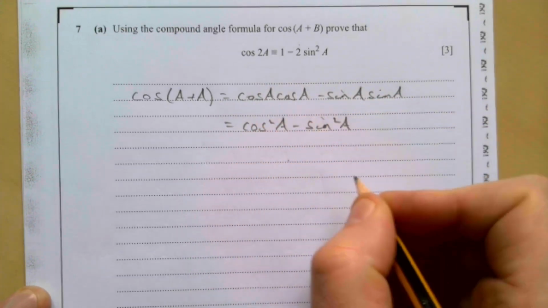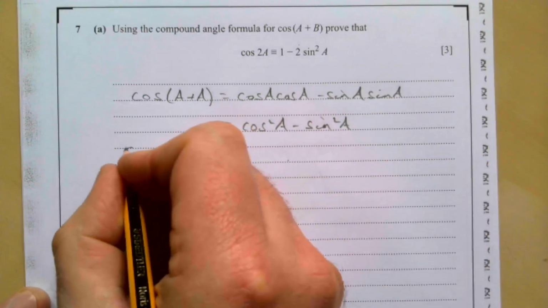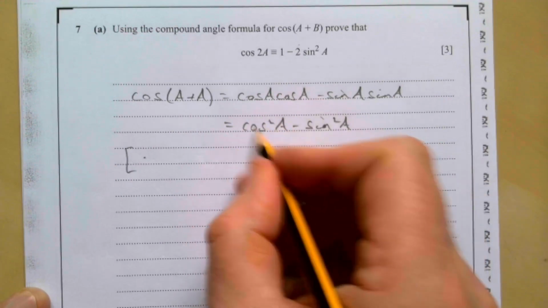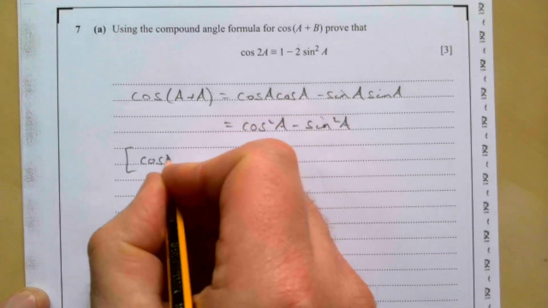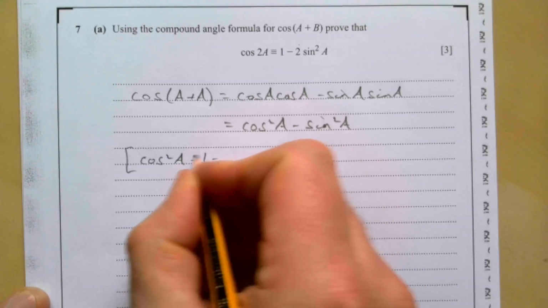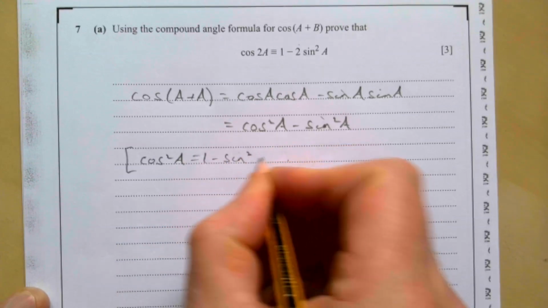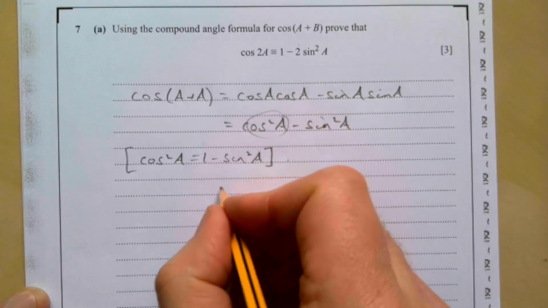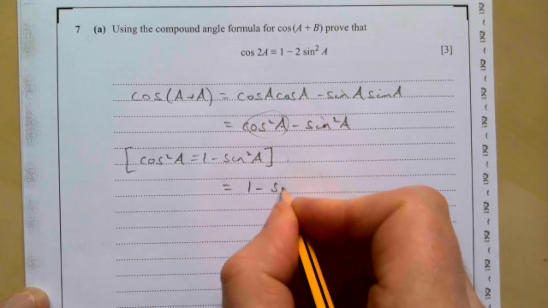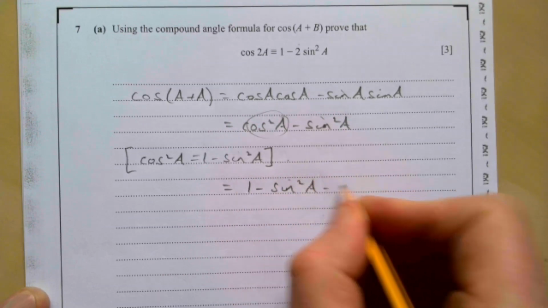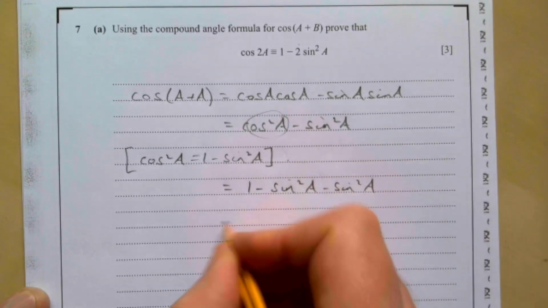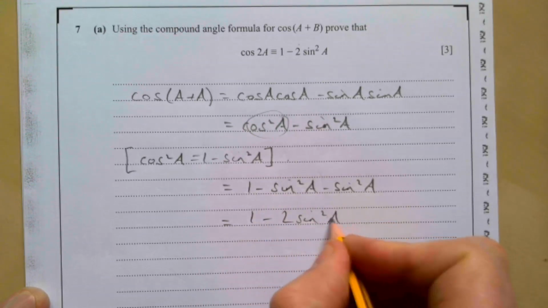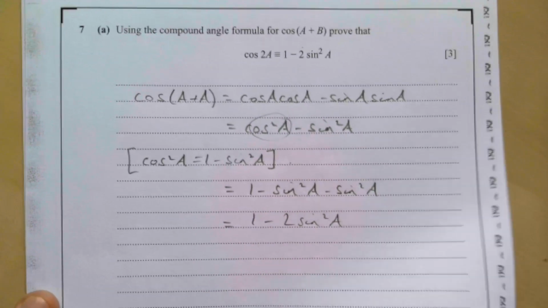minus sine squared A. We know, of course, that we're trying to make it into 1 minus 2 sine squared, so we want to get rid of our cos squared here, and we know that cos squared is equal to 1 minus sine squared. So I'm going to exchange this in for 1 minus sine squared. 1 minus sine squared A minus sine squared A, and of course that gives us 1 minus 2 sine squared A as required.